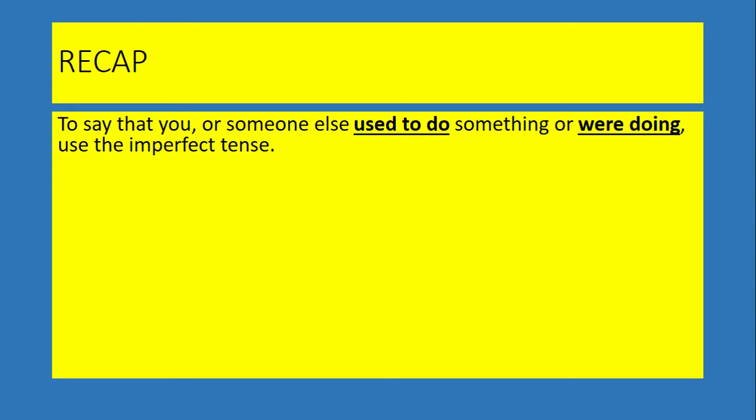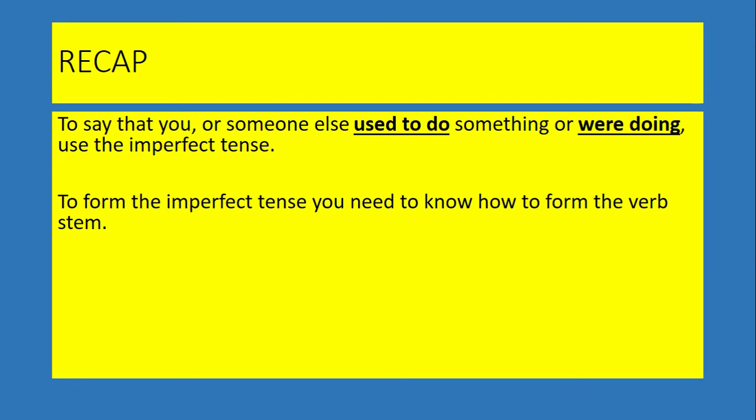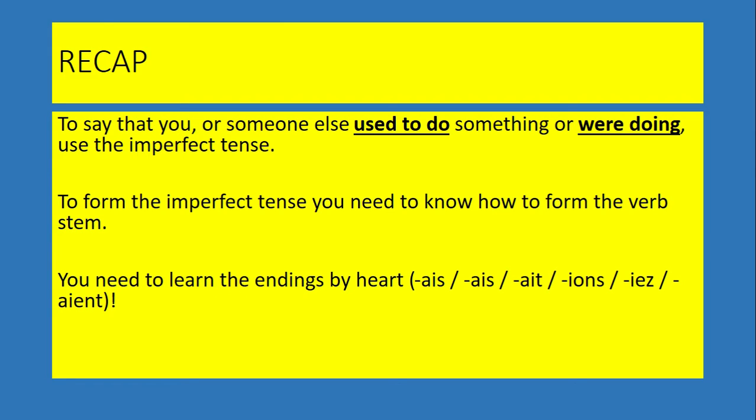So, a recap of the imperfect tense. To say that you or somebody else used to do something or you were doing something, use the imperfect tense. To form the imperfect tense, you need to know how to form the verb stem. The verb stem, remember, is the nous form of the present tense with the ONS removed. And then you add the imperfect endings, which are AIS, AIS, AIT, IONS, IEZ, AIENT. One exception is the irregular verb être, and you add those imperfect endings onto the stem ét. Okay, so that's it.